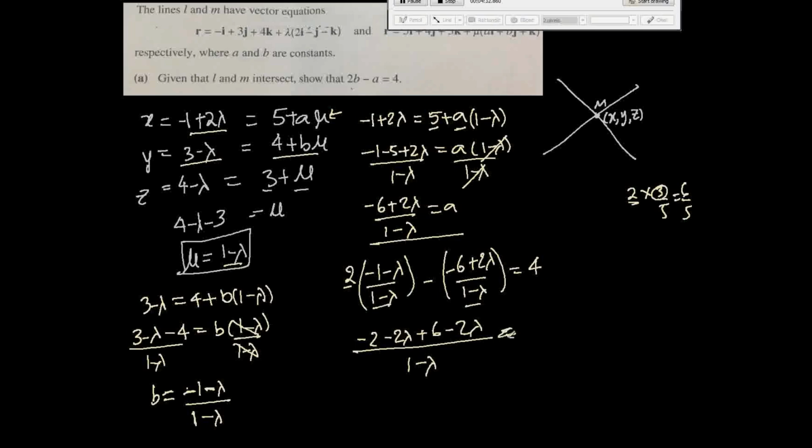Let me not write the right side. It will bias me. So minus 2 plus 6 is 4, minus 4 lambda, over 1 minus lambda. Let's take 4 common out of this. 4 times (1 minus lambda) over 1 minus lambda, and voila, we got what we wanted. Just left with 4, which we wanted. We have shown this.